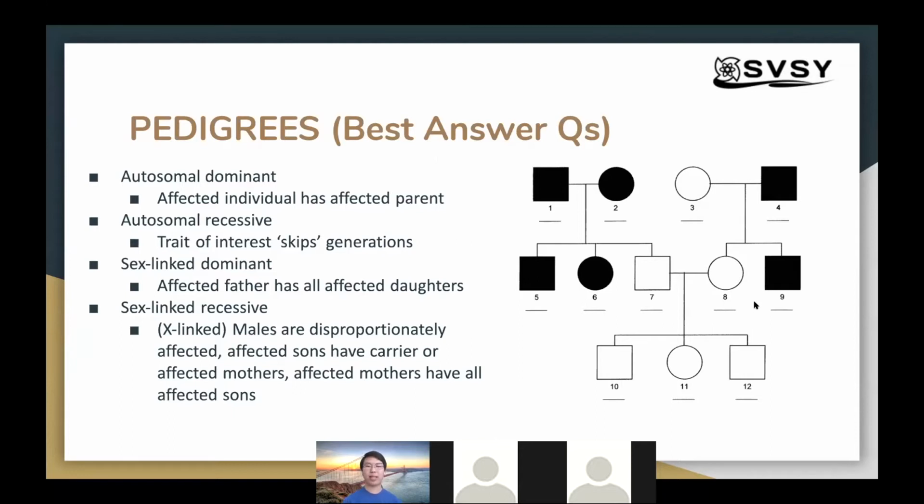So pedigrees are best answer questions. And you'll see what that means soon. What they normally ask you for pedigrees is they show you this kind of pedigree family tree, and they ask you essentially to figure out what kind of trait this is. For example, for being very good at designer genes. Let's call it the designer genes excellence trait.